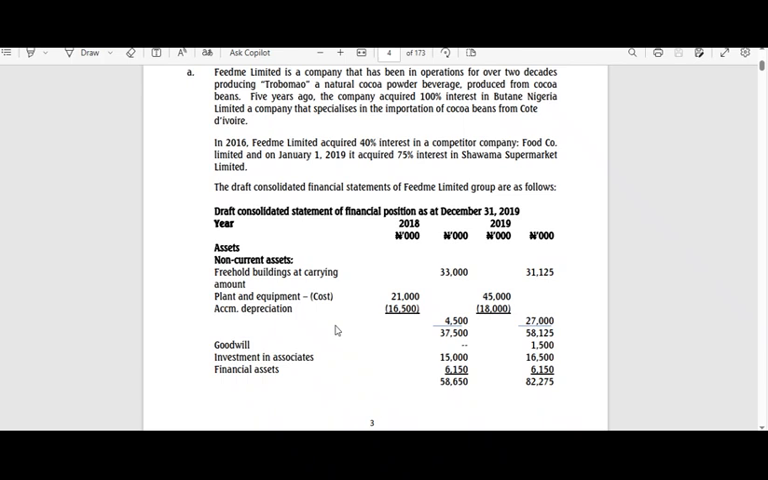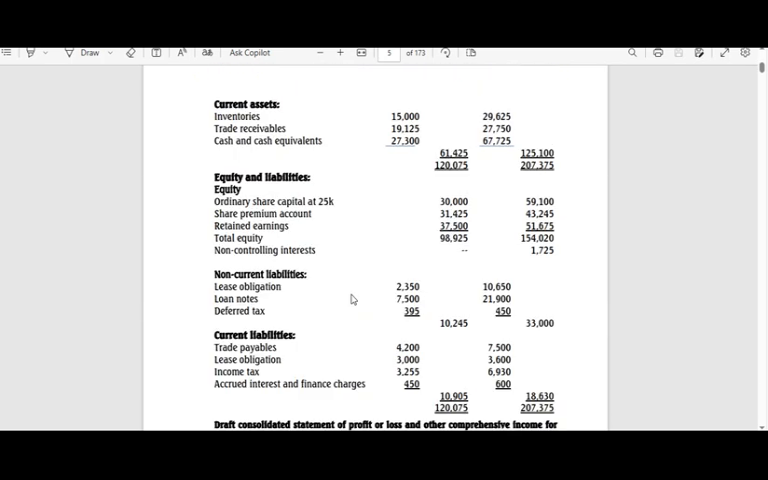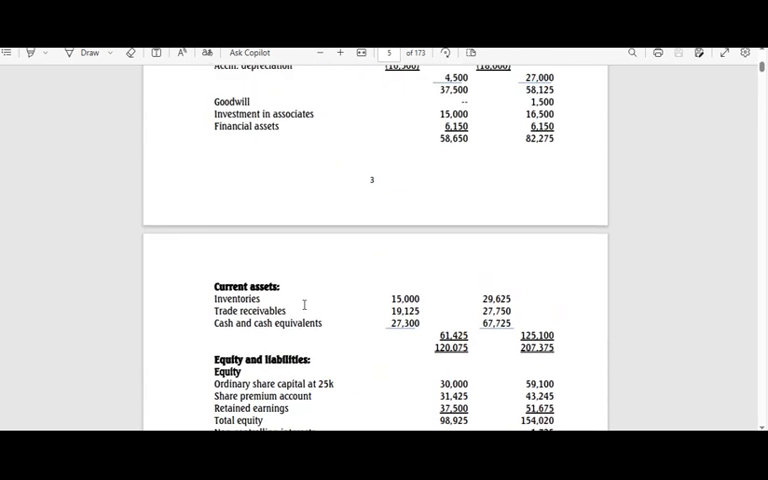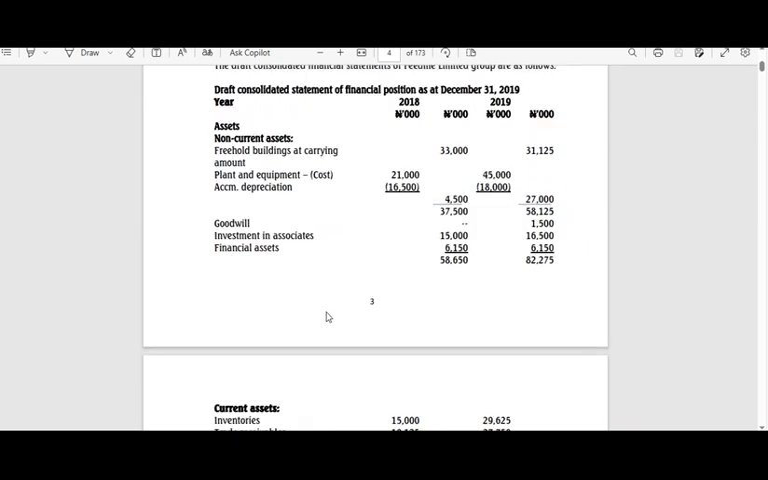Yes. I can see accumulated depreciation here on my plant and equipment, but that one is accumulated depreciation, not in our income statement. Accumulated depreciation is depreciation from the past years. I don't think it is included in our income statement. So, since there is an accumulated depreciation here, that means there must be depreciation for the year.